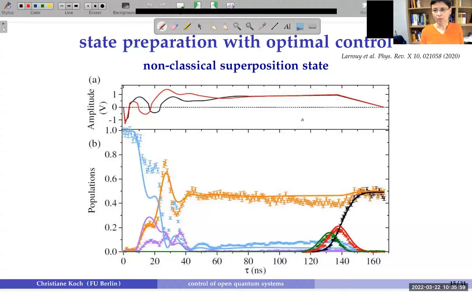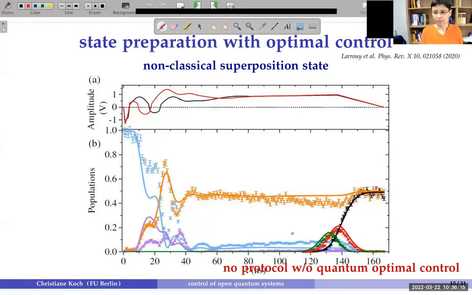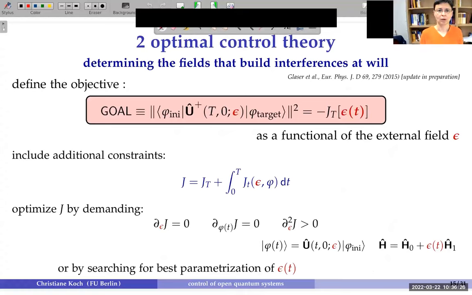And again, on the top, you see the field amplitudes that we got from carrying out this optimal control calculation. And on the bottom, you have the population dynamics measured and calculated. Okay, so again, how to create such a non-classical superposition you wouldn't even know how to do without optimal control. Okay, so with this, maybe you are now curious to hear more about how to actually do these calculations.